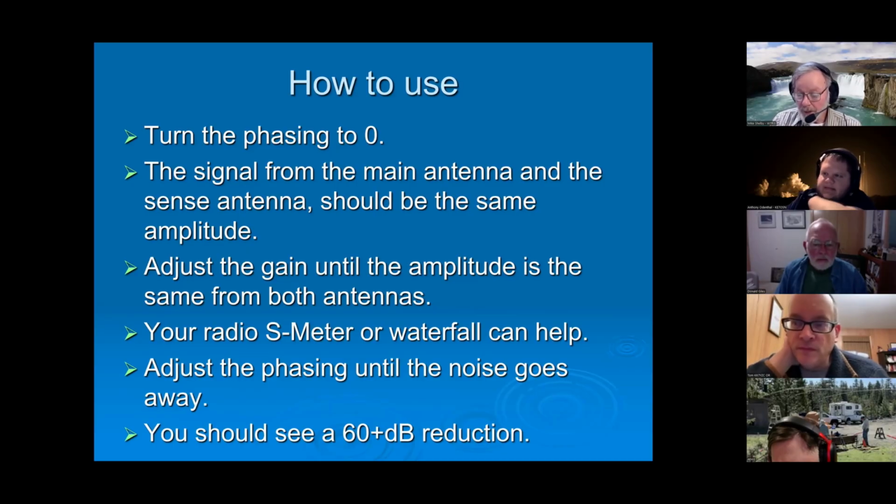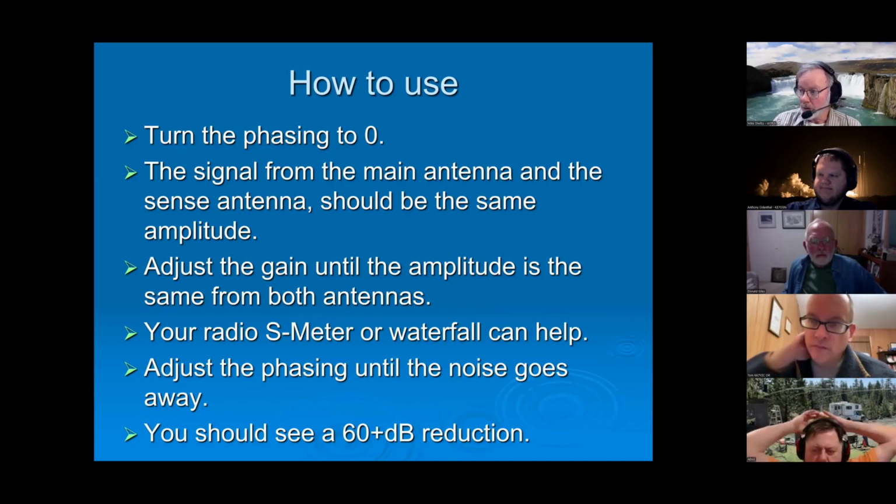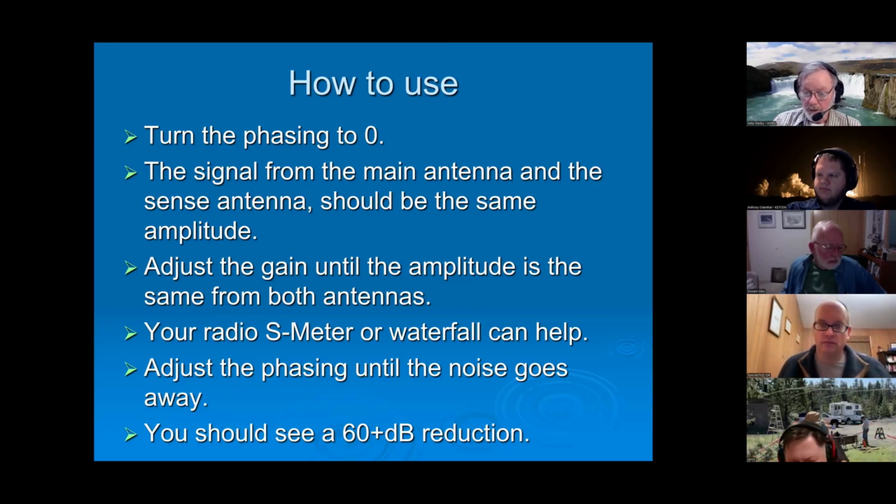So once you got the amplitude set, now think about this. From the main antenna, if you got a signal coming in that is 20 dB, and off the sense antenna you have one that's coming in at 10 dB, you subtract, and that means you still got 10 dB worth of noise that's getting into your system there. You're not knocking everything out. So it's real important to get those amplitudes set correctly and the same.